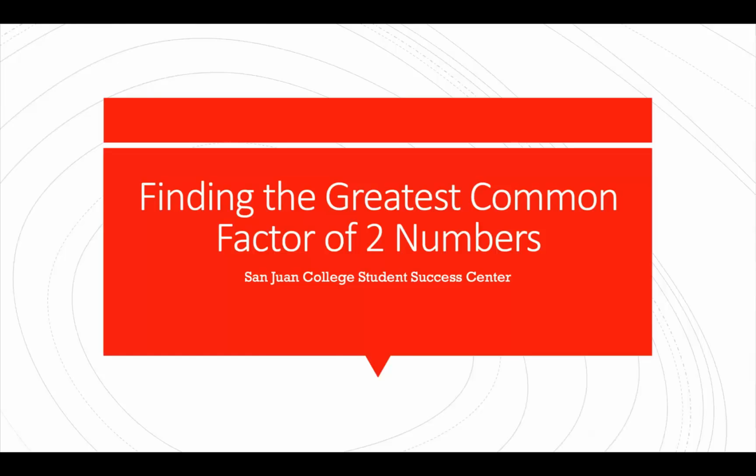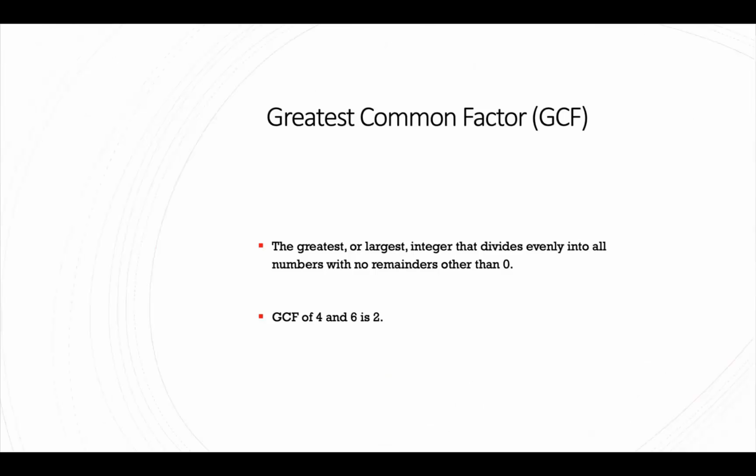Today we're going to go over two different methods for finding the greatest common factor of two or more numbers. First, let's talk a little bit about what the greatest common factor, or GCF, is. The greatest common factor of a set of numbers is the greatest, or largest, integer that divides evenly into all numbers of the set with no remainders other than 0.